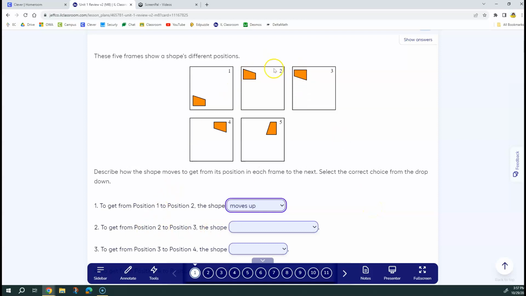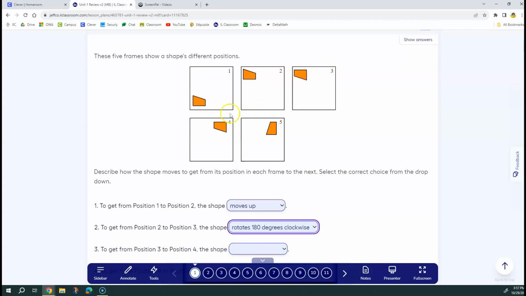From position 2 to 3, well, here we go. It's in the upper left. Now it stays in the upper left. However, it's not facing the same direction. And if I look, it is not a reflection, but it looks like it is a turn, a rotation. And it's 180 degrees because it goes this direction to this direction.